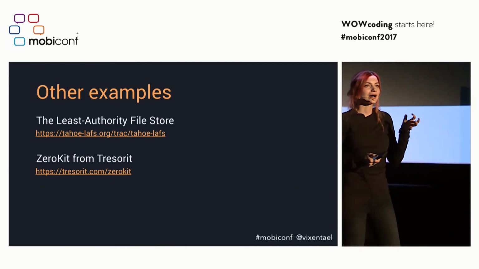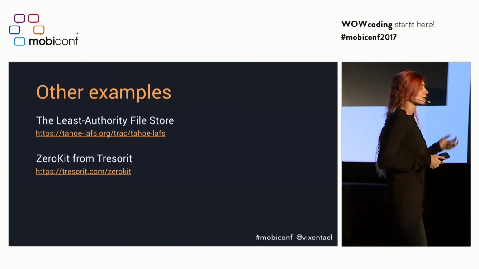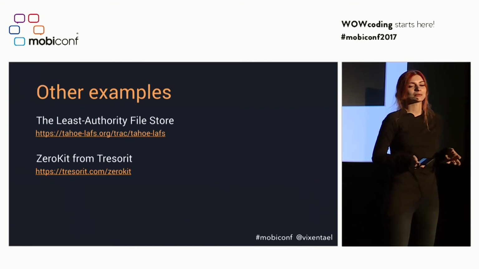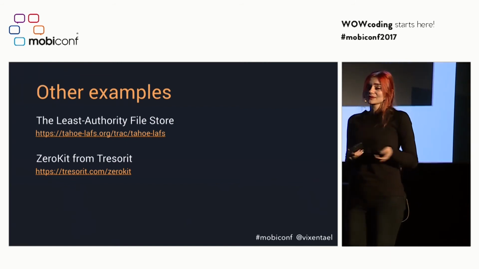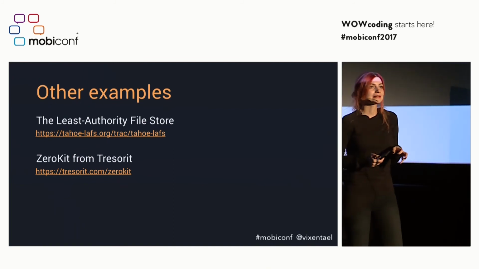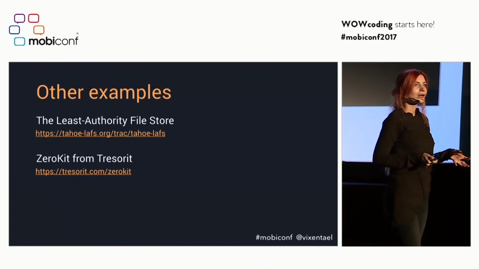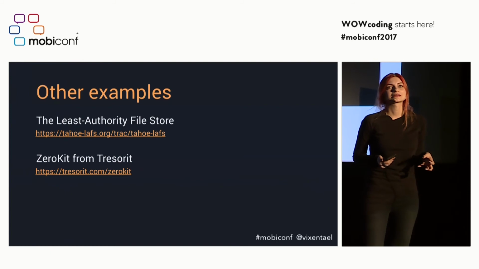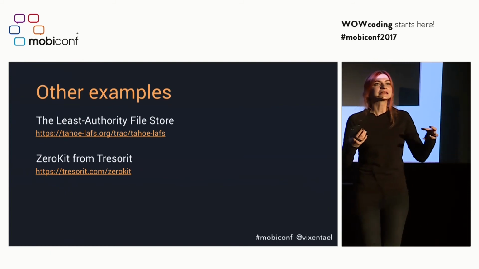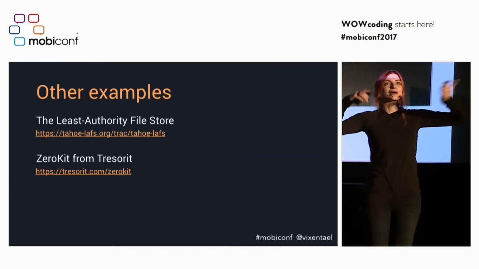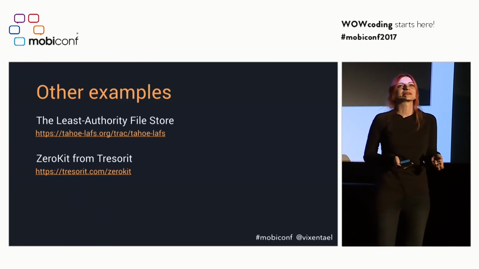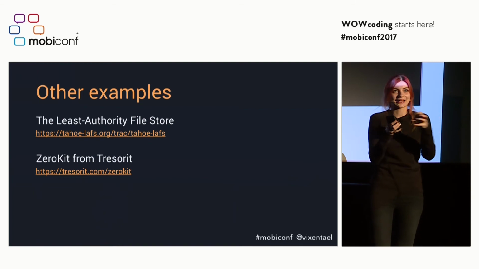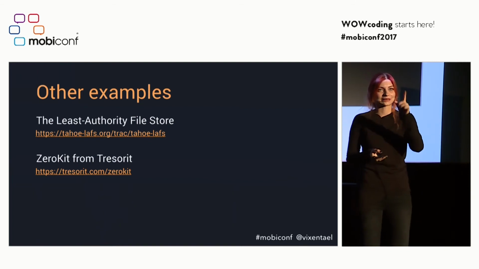Of course, there are other existing examples outside of our shiny mobile security world. The first one is LAFS. This is a distributed file system where you can store files securely, and it actually splits files into different blocks on different servers. So even if one server is hacked, it has just small chunks of encrypted data.